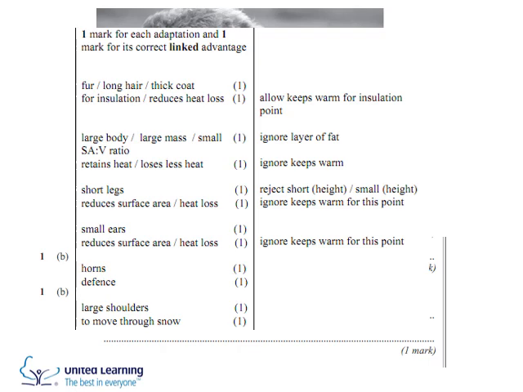Short legs, again, reduces the surface area to volume ratio. Same thing for small ears. And top marks if you came up with the horns for defending itself, and that's usually talking about from members of its own species, so other males in its species. Give yourself a mark out of 4, please.